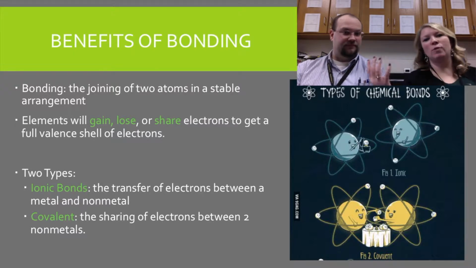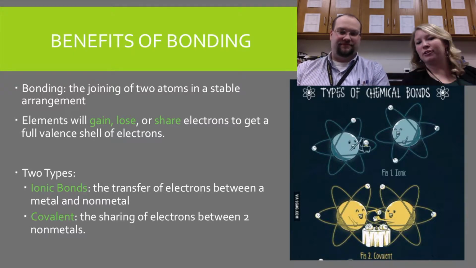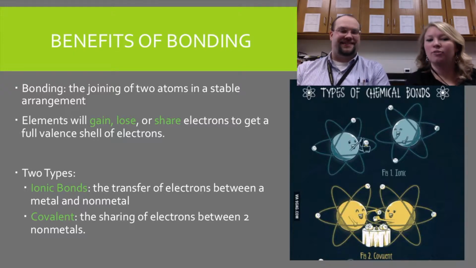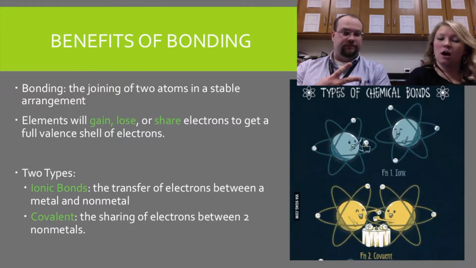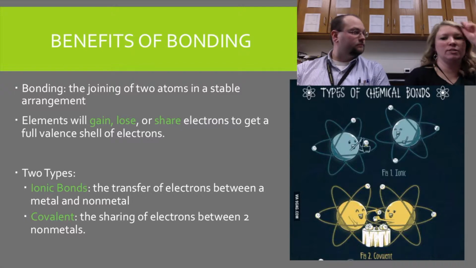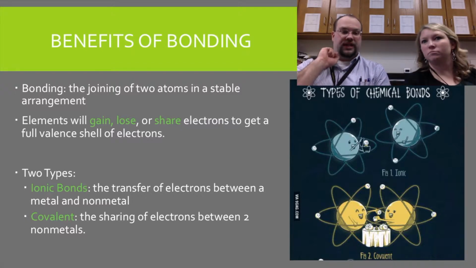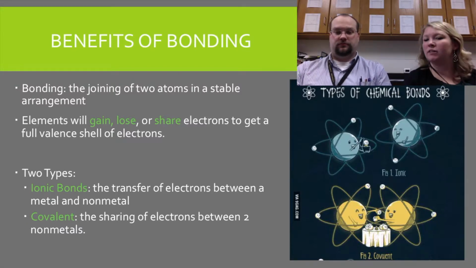Okay, it's when two atoms fall madly in love, and they're stable because they like being together. There are two main types: ionic or covalent. The ionic bonds, they straight up give electrons away. So one will gain, one will lose, a transfer of electrons. And then covalent, they share.